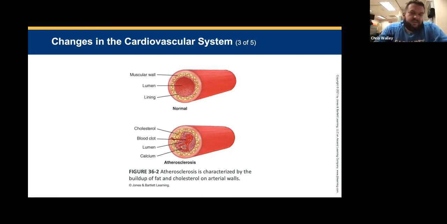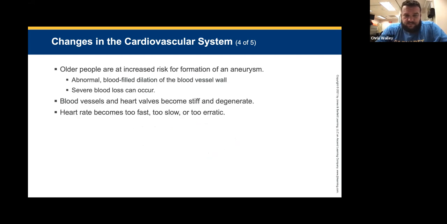You have your calcium buildup. All that's going to cause issues as we get older, and it's not like we can just go in there and get rid of it. We try to take some OTC meds or prescriptions that can help prevent that, but sometimes it's just not enough. And with the vessels being so small, that's where your clots form. Older people are also at an increased risk for the formation of an aneurysm.